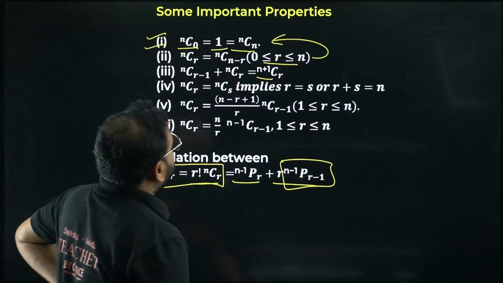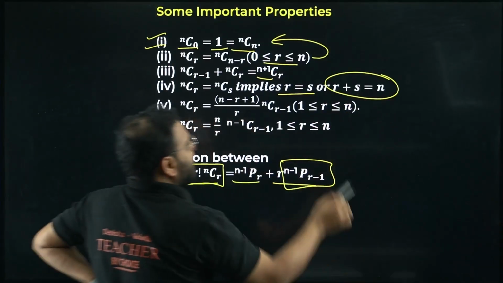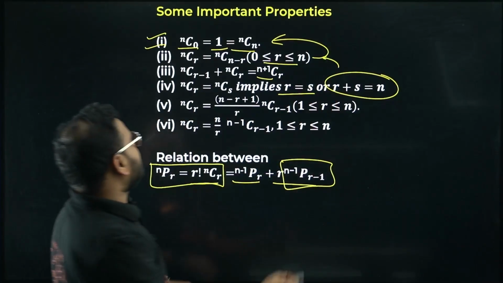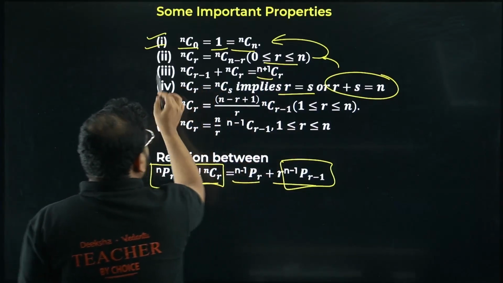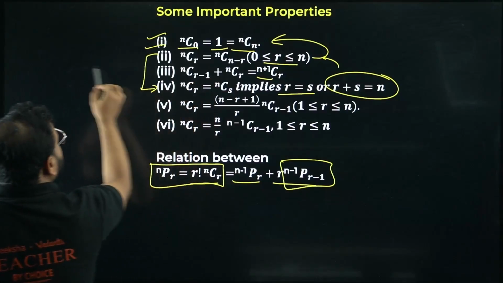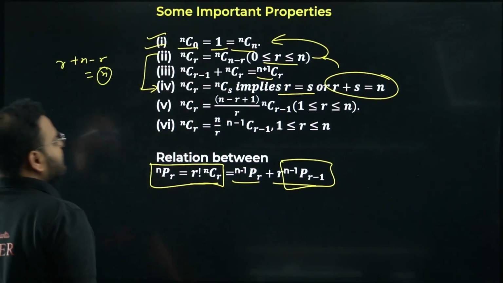Fourth one, nCr equals nCs provided that s or r are equal, or the sum is equal to n. Same concept. This and this is again the same result. Please check. Coming from here, the second is being used over here. Because if you add r plus n minus r, how much is that going to be? Simply n. That's what they're saying.